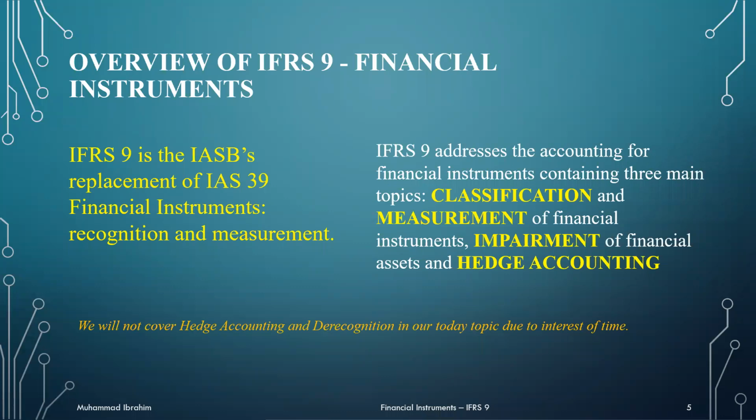So this is the major transformation from IAS 39 to IFRS 9. There are other aspects, but this was the major difference between these two standards. So I think this should be the brief overview of why IFRS 9 came into existence. It will guide you in detail about the classification and measurement of financial instruments and also impairment.